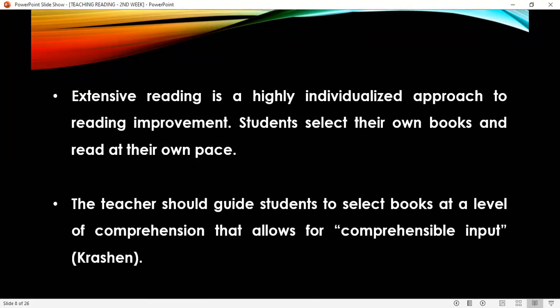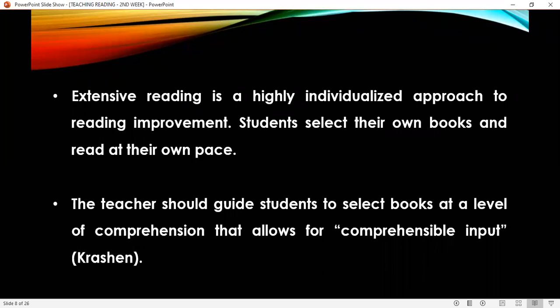Now, the teacher should guide, as I told you, students to select books at a level of comprehension that allows for comprehensible input. This is an important aspect when we are learning a language, no? The comprehensible input. And this theory is given by Krashen, no? Stephen Krashen. He's a famous linguist, all right, and researcher. He proposes a lot of theories of second language learning and second language acquisition. I'd advise you to read about Stephen Krashen.